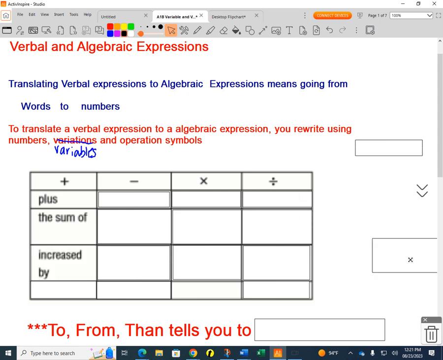Increased by is another really common way to say you're adding. Increased by. And not the only other way to say it, but more than. If I say 3 more than 5, that would be 5 plus 3. Okay.